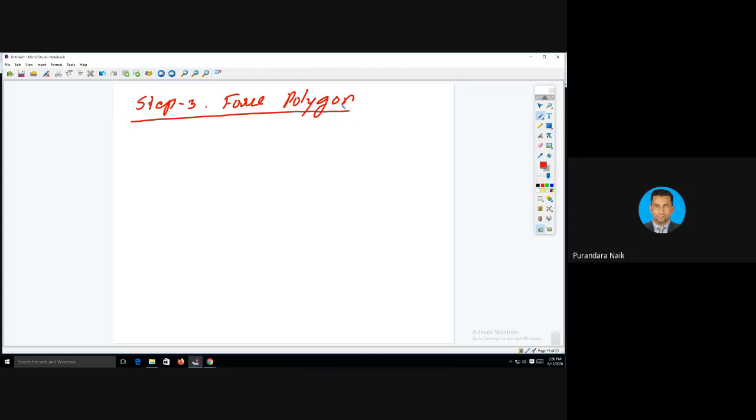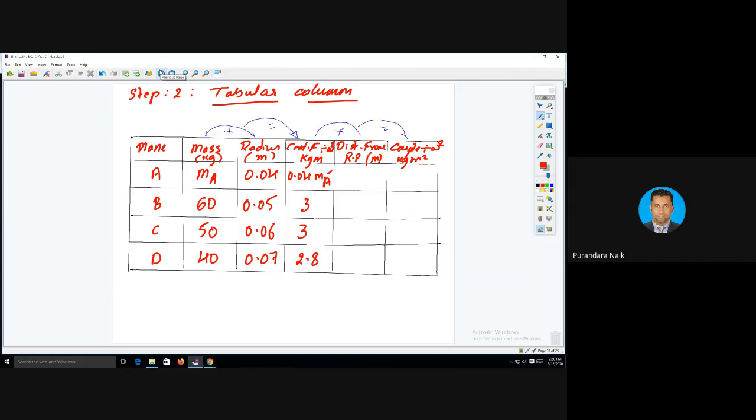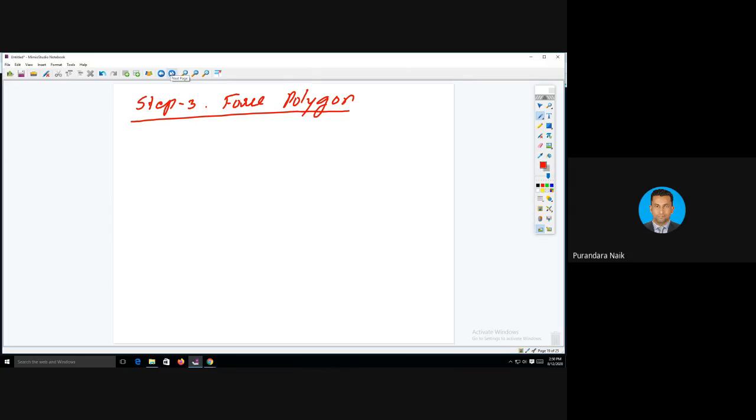Force polygon. We have the maximum unit as 3. That's why you can go for the scale. You need to take a proper scale. Scale 2:1, because 3 centimeter is very small. Maximum is 3 centimeter, so it is very difficult to draw because the figure will be very small. That's why you take 2 centimeter equal to 1 kgm of centrifugal force. So if it is 3 kgm, then it will be 6 centimeter.